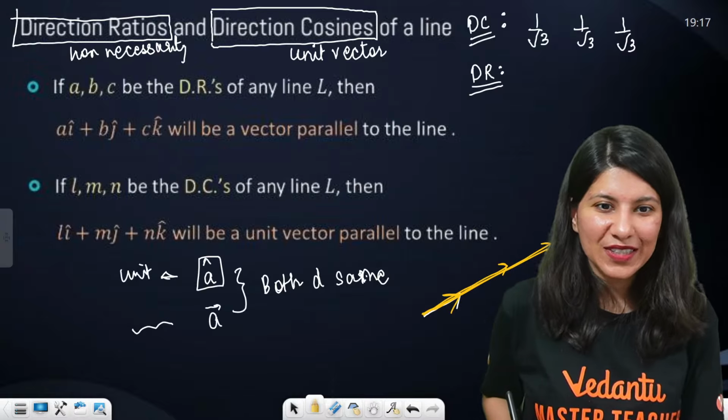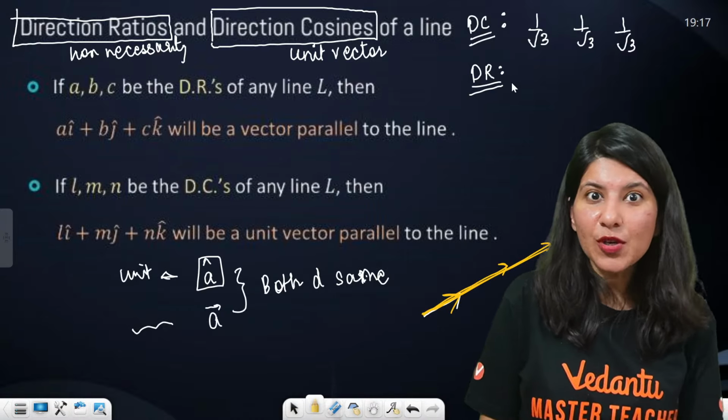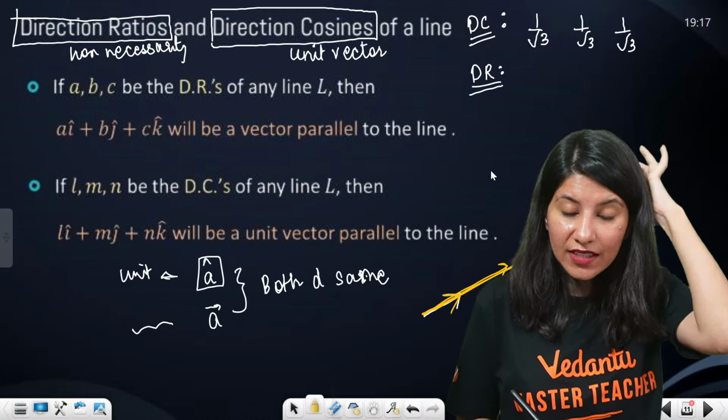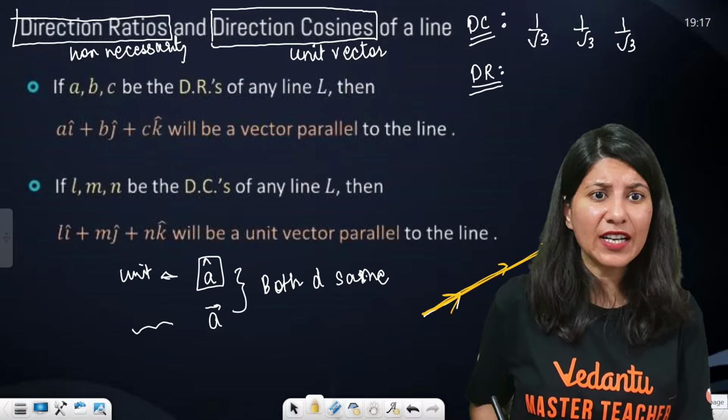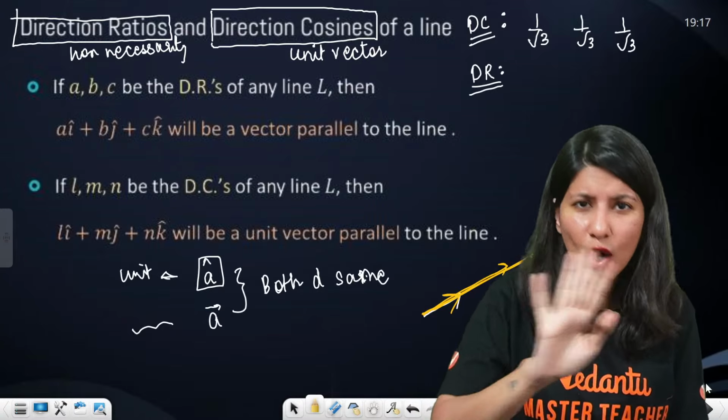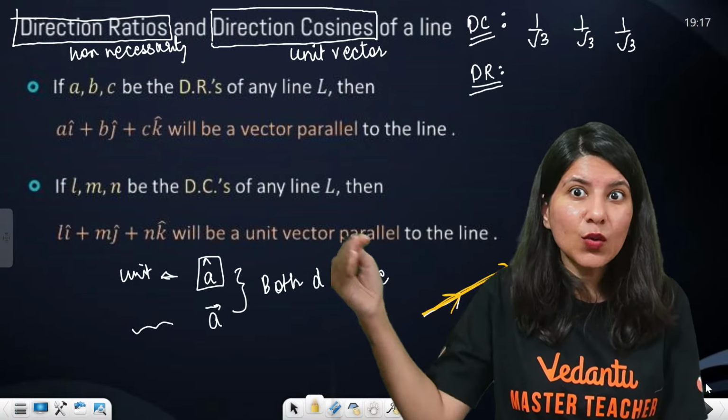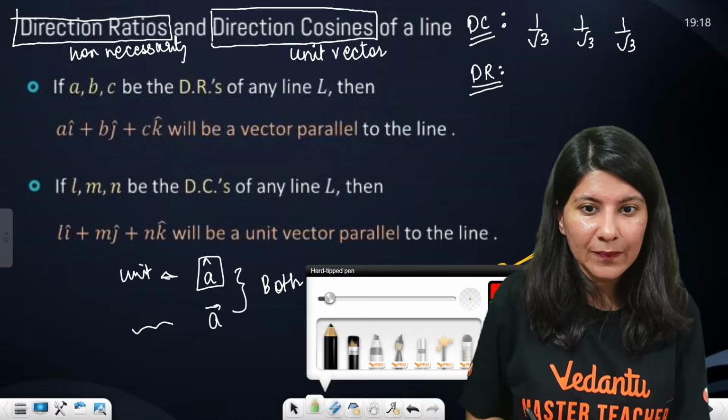Okay, all right. So now you understand. Do you understand the difference between direction cosine and direction ratio? If at all you did not understand till now, do not worry. I will be telling you gradually also. I'll be showing you, okay?